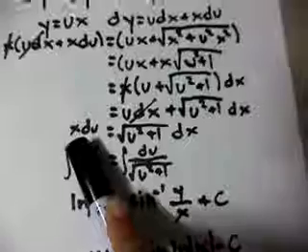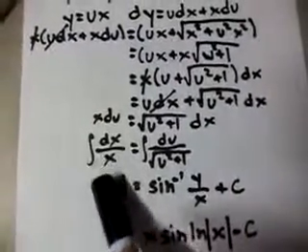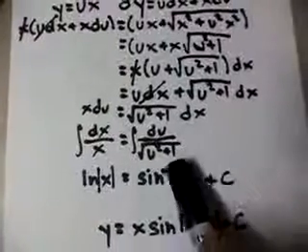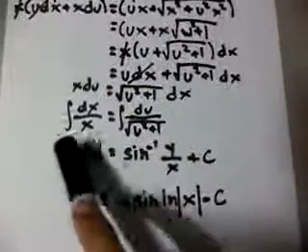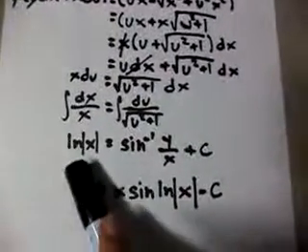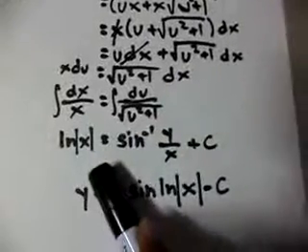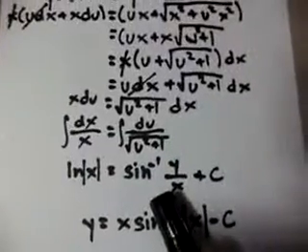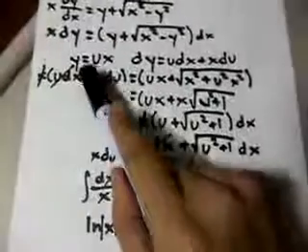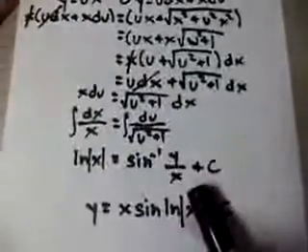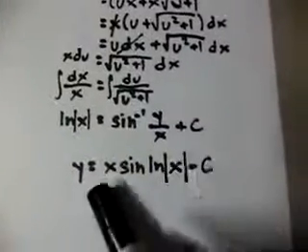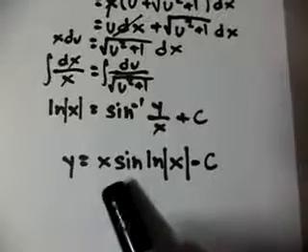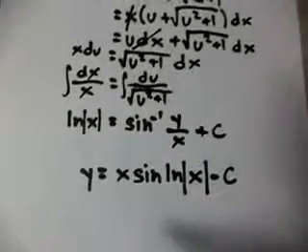We can solve this by using variable separable, so we'll have dx/x = du/√(u² + 1). Evaluate, we got ln x = inverse sine of u. Our u is equal to y/x, so inverse sine of y/x + c. Solve for y, we got y = x sin(ln x - c).